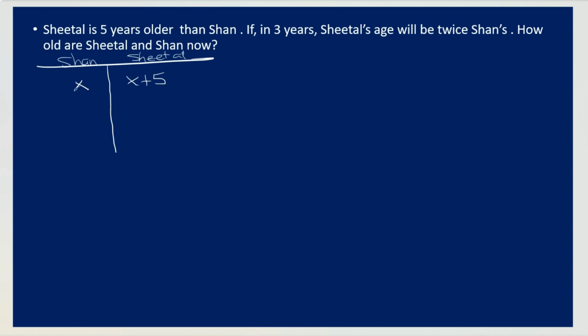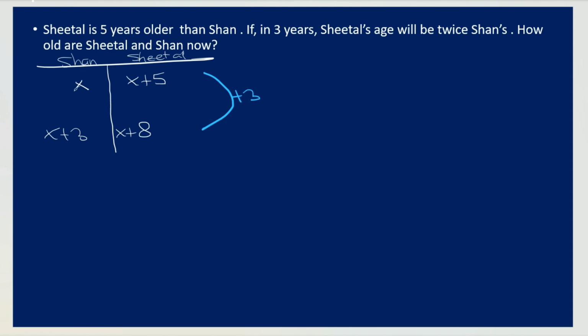And then if in 3 years, so now here, plus 3. Here's going to be X plus 3, and then here's going to be X plus 5 plus 3. So here we can reduce it. This can be changed into 8. If we reduce it, 5 plus 3 is going to be 8, so it's going to be X plus 8. Okay, so this is what it's like in 3 years.